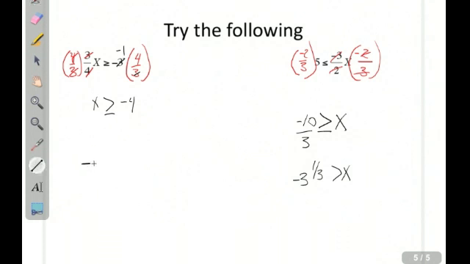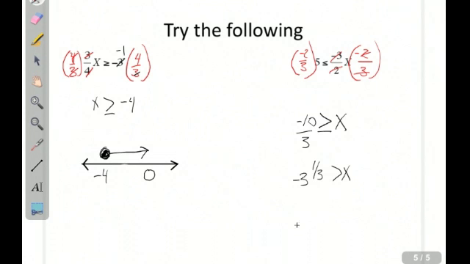We're going to graph these now. Number line. X is greater than or equal to negative 4. This is going to be a shaded in mark because it's an equal and it's greater, so it points to the right.